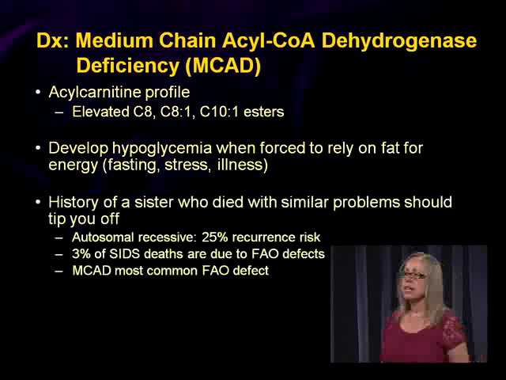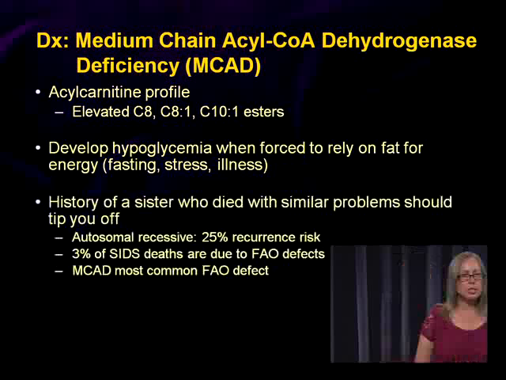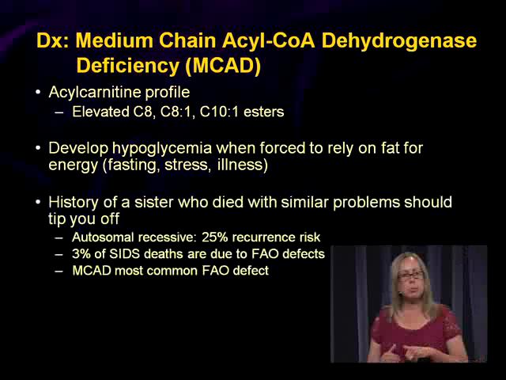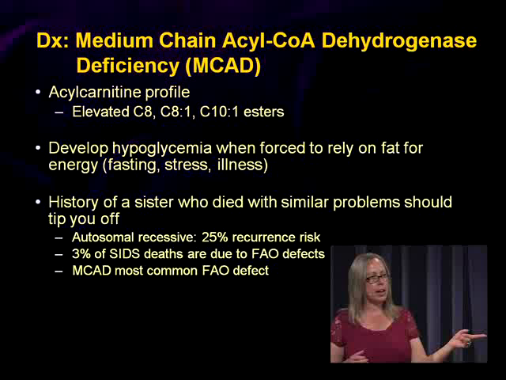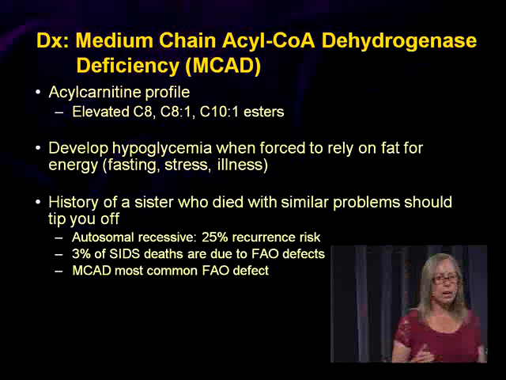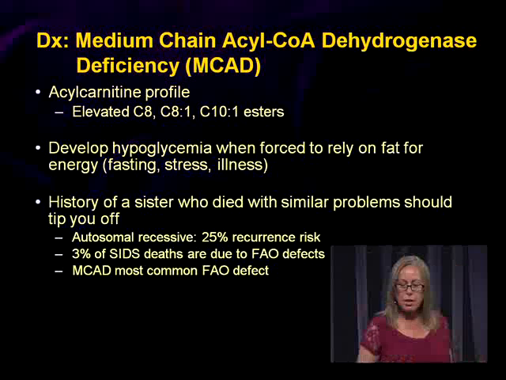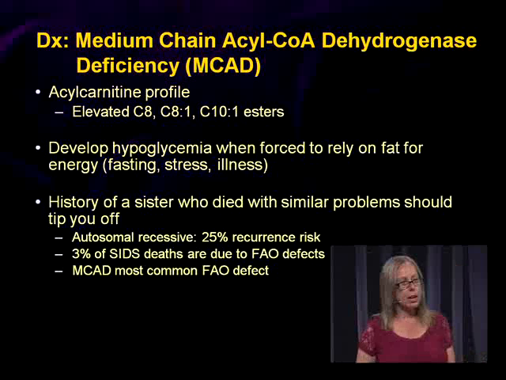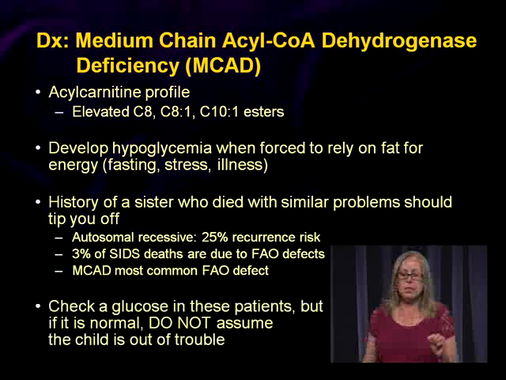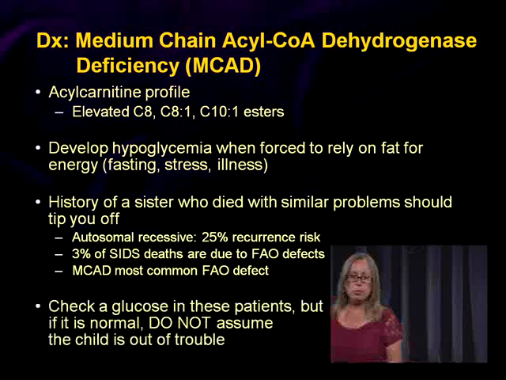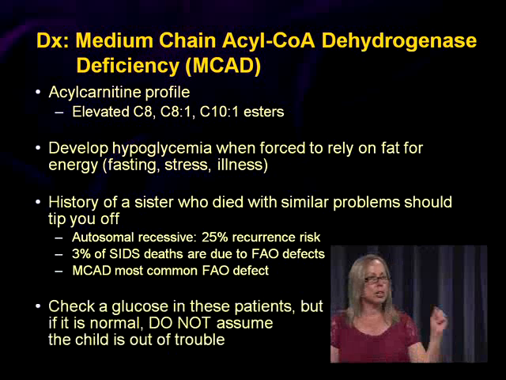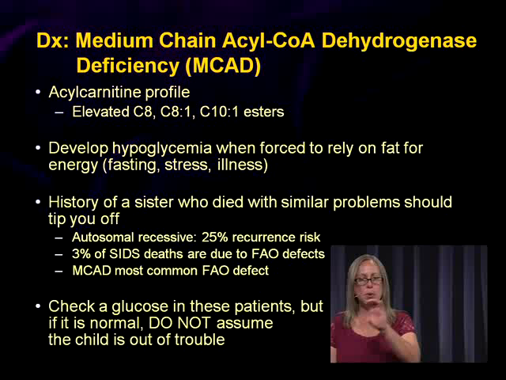And the big tip-off, we've got a dead sister at about 12 months of age from SIDS. So because this is a recessive condition, you're going to presume that that little one also had an unidentified MCAD and died from a hypoglycemic episode. About 3% of SIDS deaths are fatty acid oxidation defects, and MCAD is the most common fatty acid oxidation defect. Check a glucose, but if it's normal, don't assume that you're out of trouble. Because if you're in a chronic catabolic state, you don't know where that final tip-off point is going to be, and you're going to crash and burn.